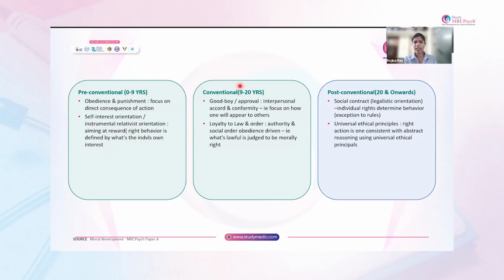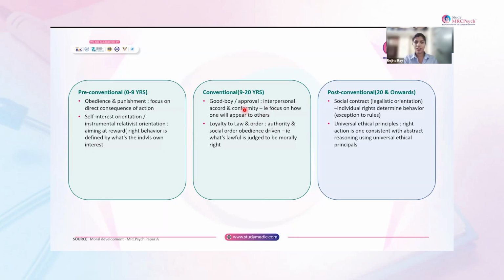Now coming to the second level, the conventional level, that is around 9 to 20 years. In this level, the child or the individual may answer that Heinz, the husband, shouldn't steal because he may appear as a thief in front of others, or it is against the law. Or the individual may answer that Heinz must steal because only then will he become a good husband. Otherwise, he is not a good husband.